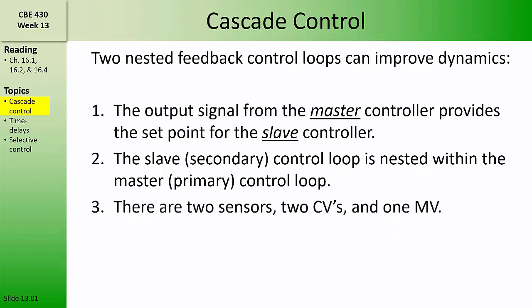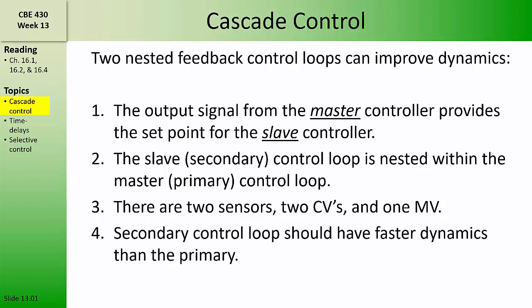In cascade control, there are two sensors, two controlled variables, and just one manipulated variable. Although there are two controlled variables, the operator only provides the set point for the controlled variable in the master control loop. The master control loop then selects the set point for the secondary or slave control loop. The secondary control loop should have faster dynamics than the primary control loop.